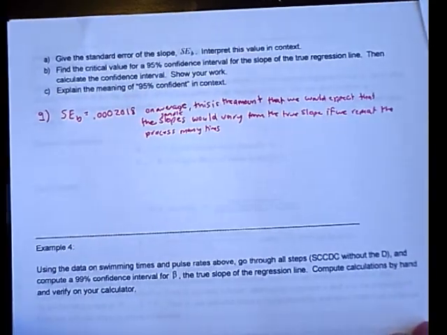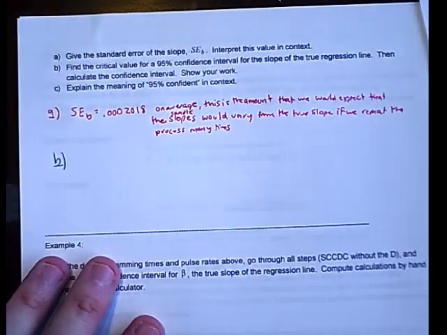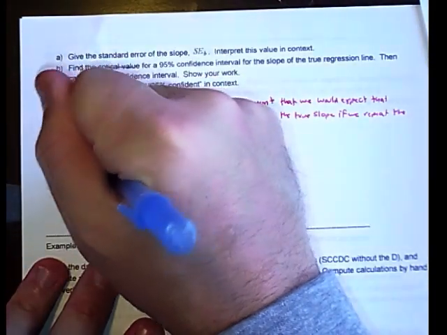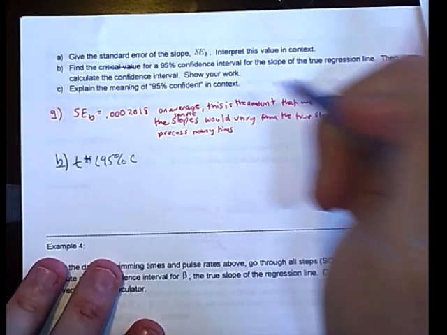All right, so let's do part B now. Part B says, find the critical value. So that's talking about a t star for a 95% confidence interval.